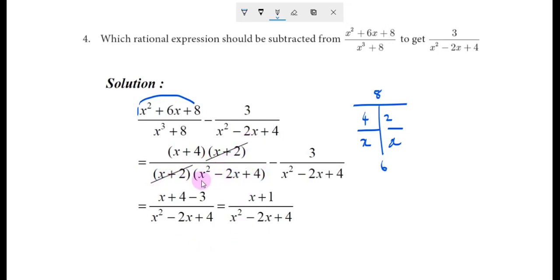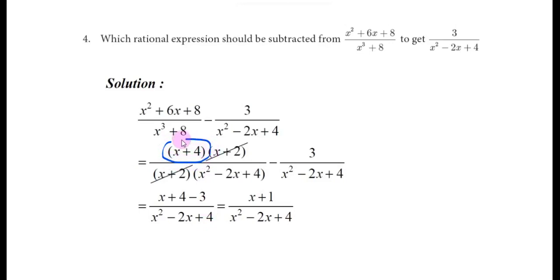Then the remaining denominator is common. Now consider its denominator, x square minus 2x plus 4. There also x square minus 2x plus 4. So take a common denominator, x square minus 2x plus 4. Understood? Then remaining term, x plus 4 minus 3, that is equal to x plus 4 minus 3. This is 1. So (x plus 1) whole divided by x square minus 2x plus 4. Understood?